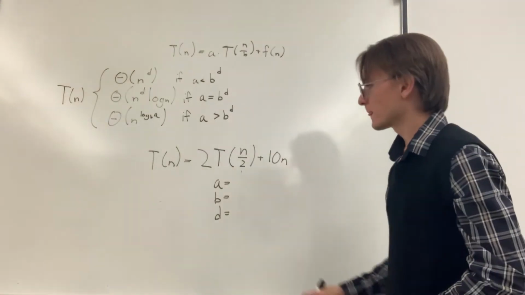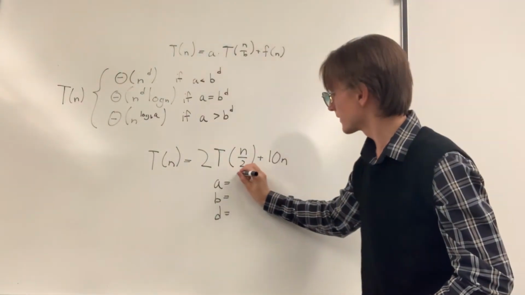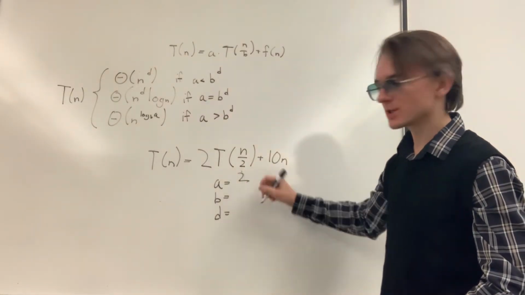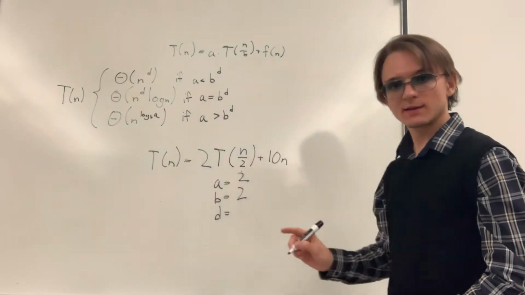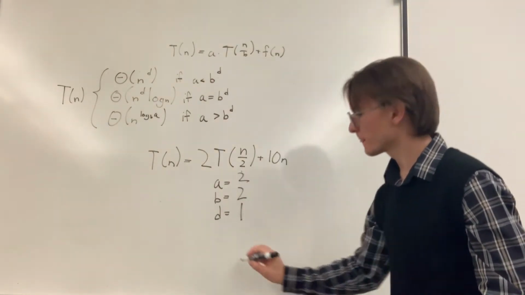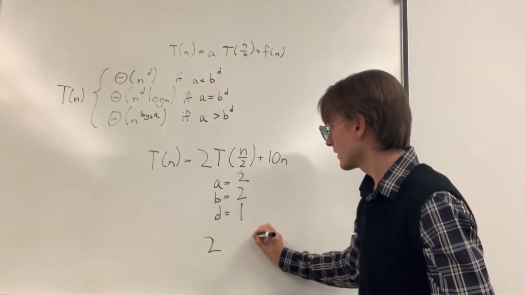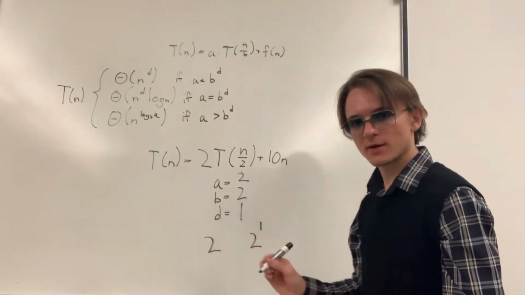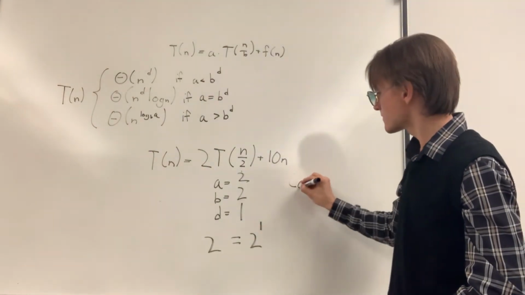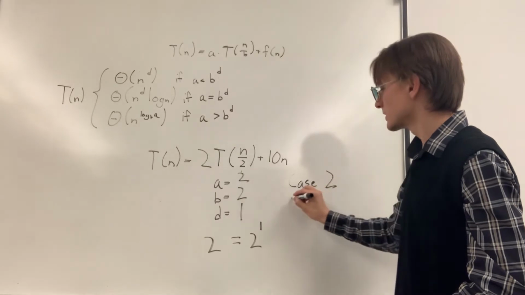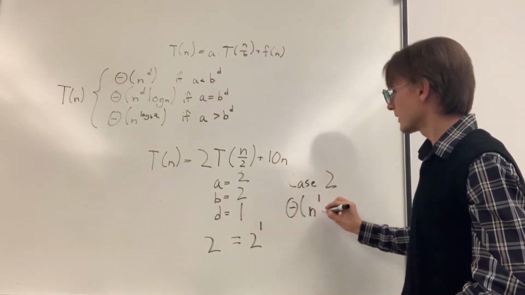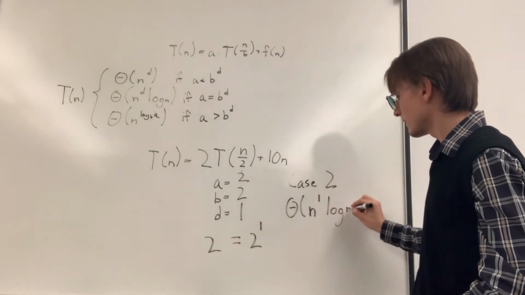In this next problem, a is going to be 2. For b, we have a division by b within the recursive relation, so 2 again. And for d, we have 10n to the power of 1, so d is 1. We compare 2 with 2 to the power of 1. Now, of course, 2 is equal to 2, so we're led to case 2, which is big theta n to the power of 1 log n.